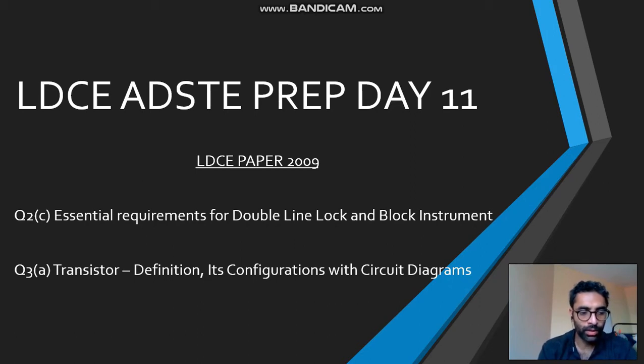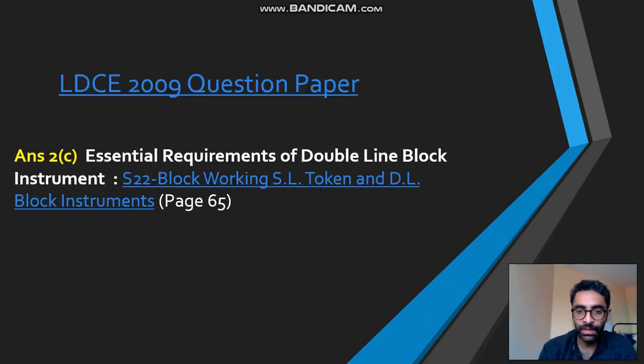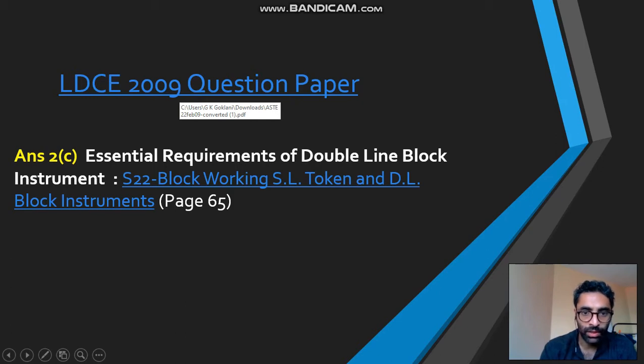So one of the questions, as you can see, is from signaling background. The other question is from the telecom background. So let's have a look at the question paper first and see where exactly this question is. Question 2C, essential requirements of double line block instrument.